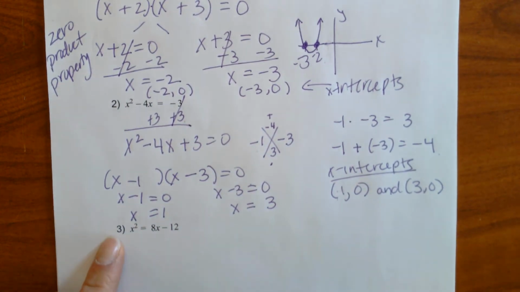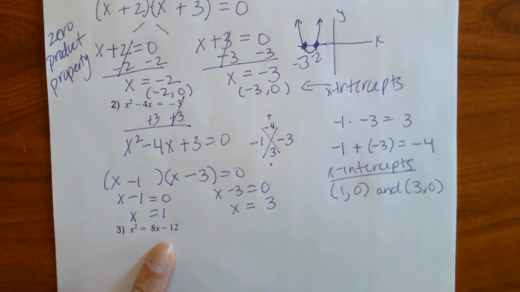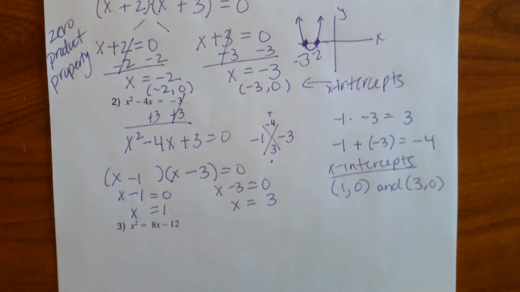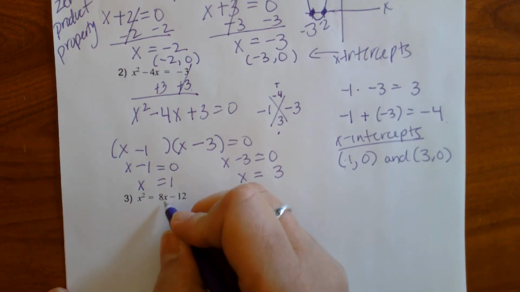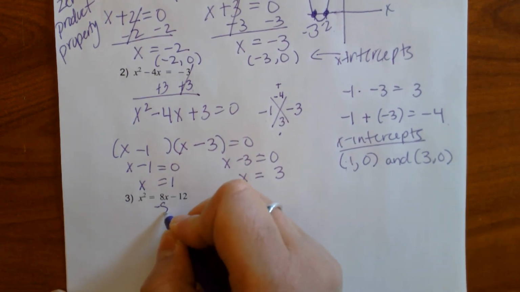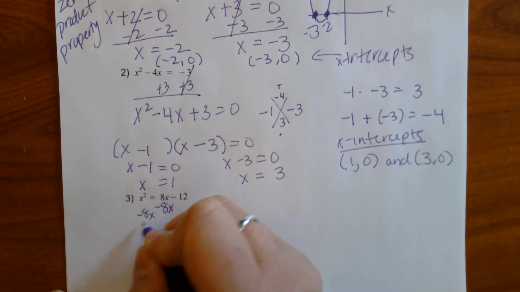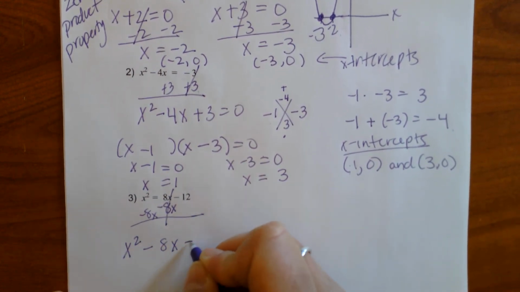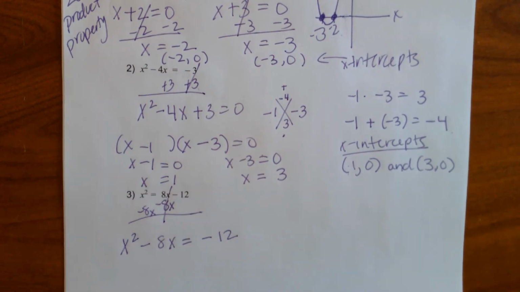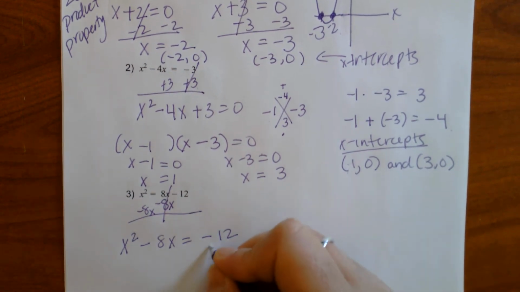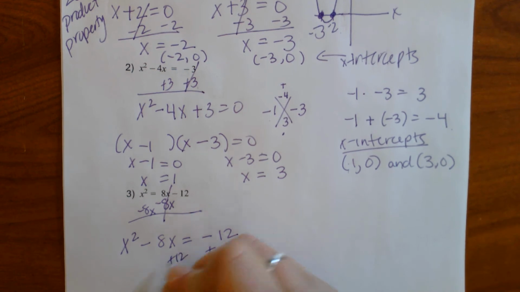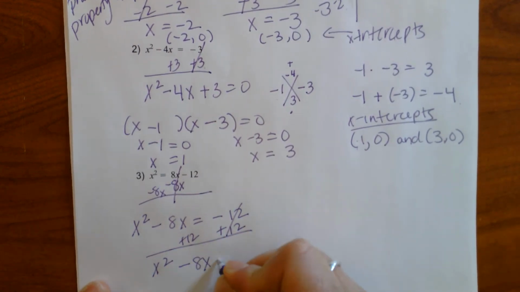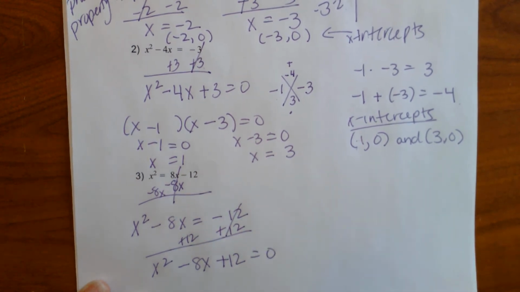The next one, number 3, x squared equals 8x minus 12. Again, we need to set this equal to 0, so we need to bring things over to the other side. So let's bring this 8x. It's positive, so we're going to use -8x to both sides. So it's x squared minus 8x equals -12. I have to get that minus 12 over, so it's going to be its opposite, plus 12, plus 12. So we have x squared minus 8x plus 12 equals 0.